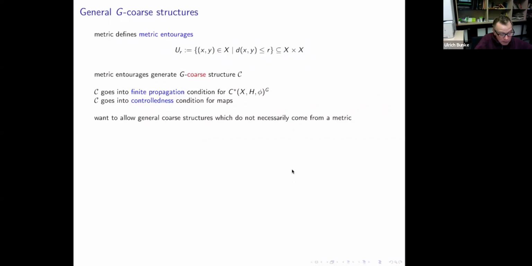Note that a metric coarse structure is always generated by countable sets of entourages. It's enough to take these U_R for the integers R, so they generate the metric coarse structure. But I will explain a natural example of a coarse structure which is not countably generated in general, which we also want to learn. But maybe let's start with a simple example.